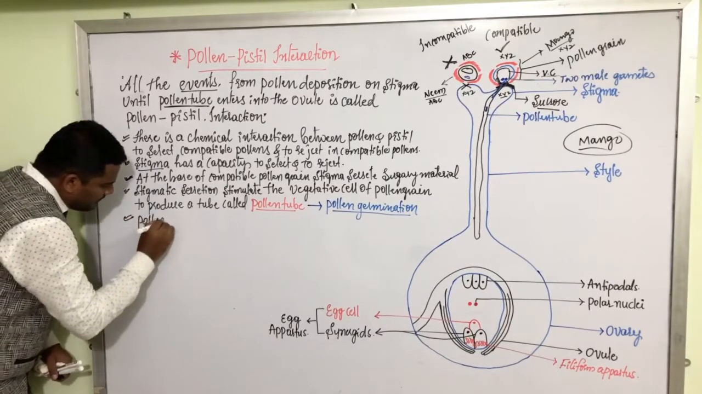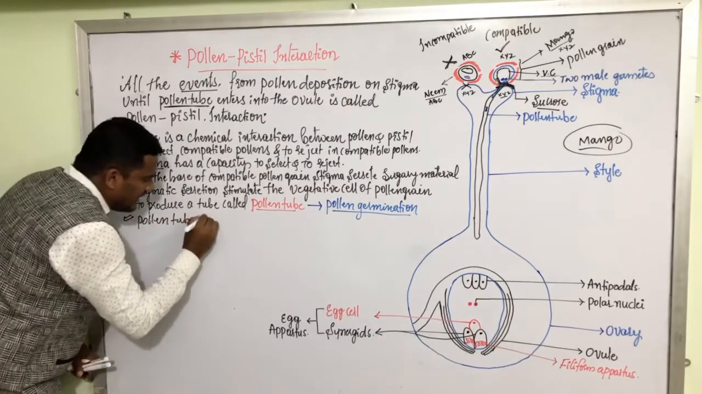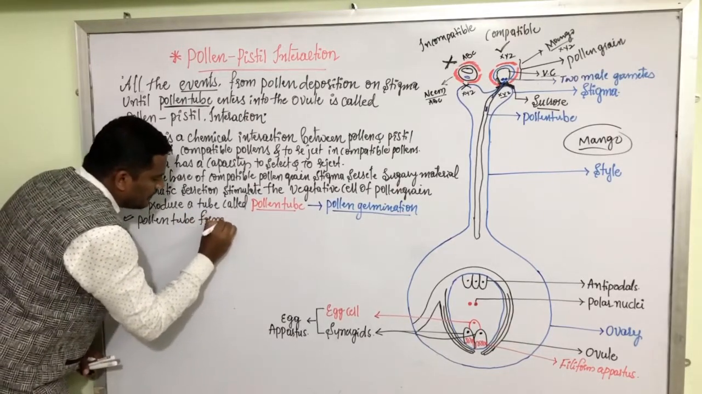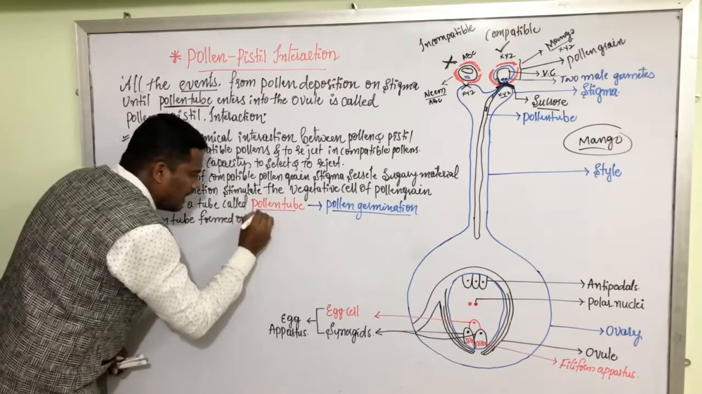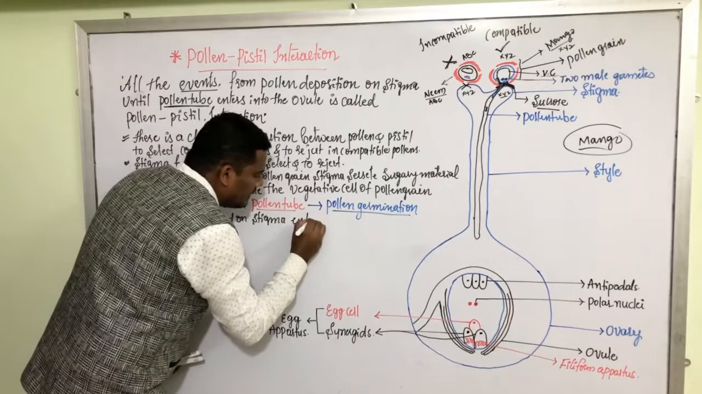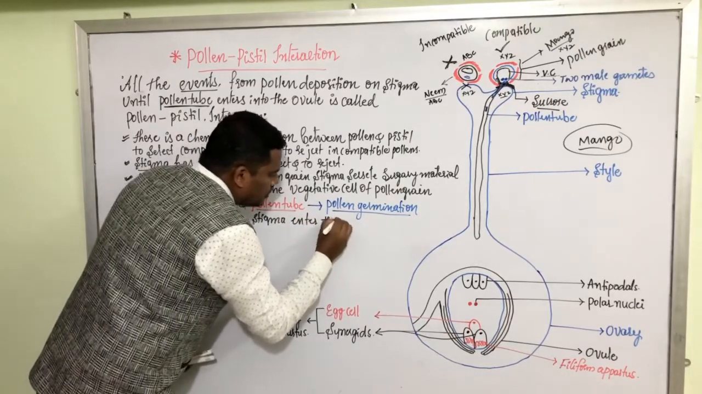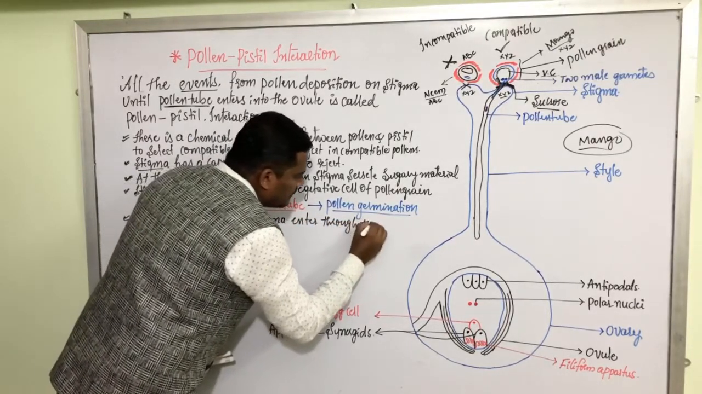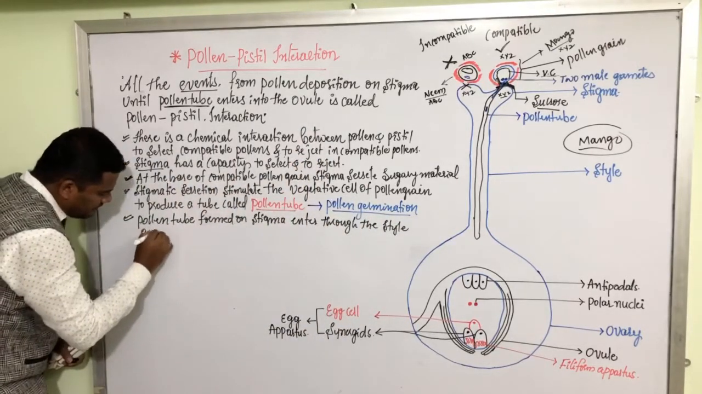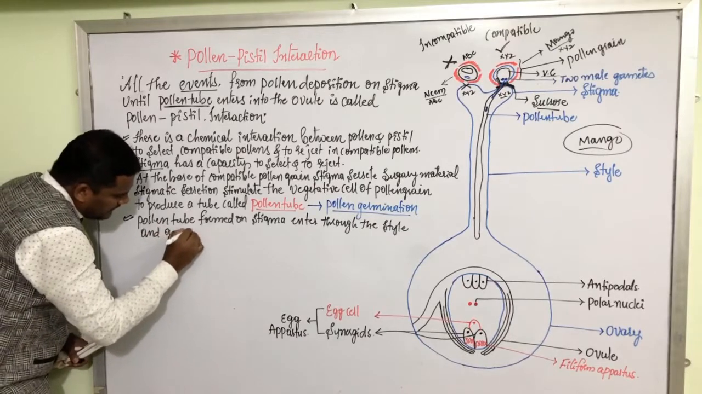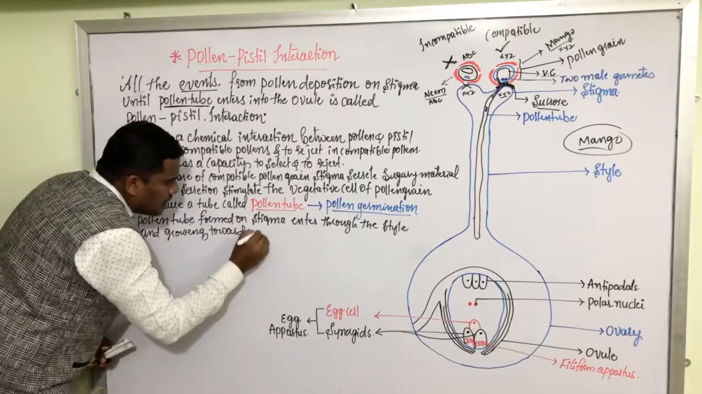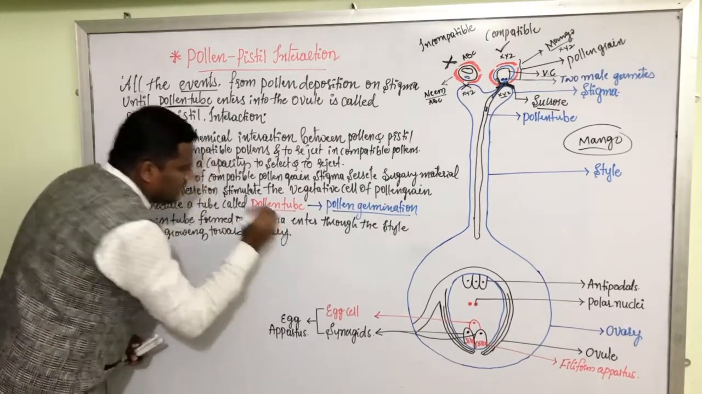Pollen tube germinated or pollen tube formed on stigma, enter through the style and growing towards ovary.